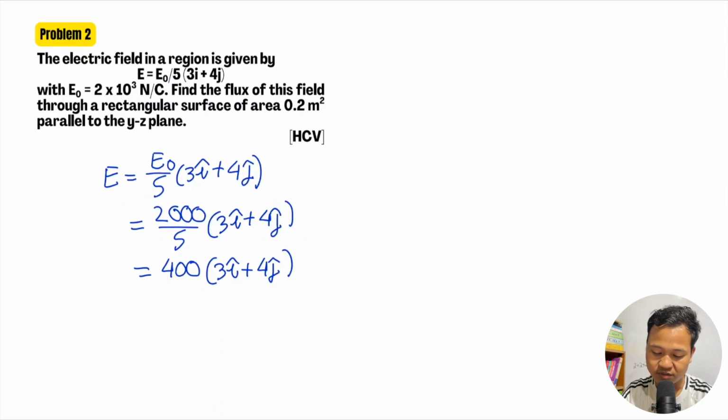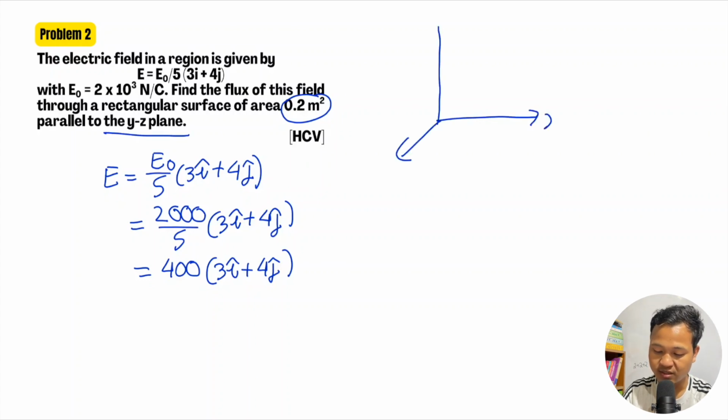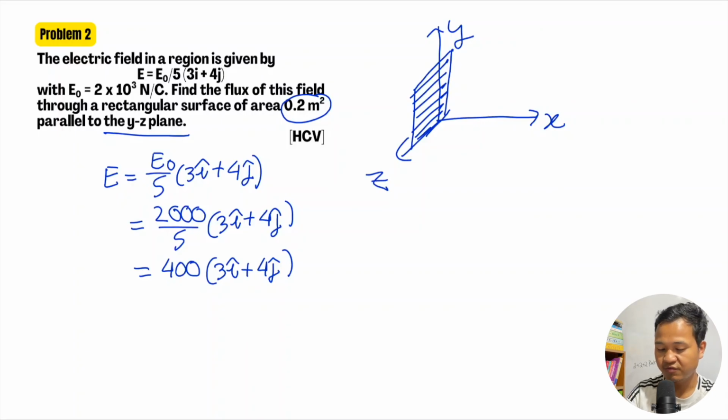Find the flux of this field through a rectangular surface area parallel to the yz plane. In the xyz axes, parallel to the yz plane means the rectangle is along the yz plane. So the rectangle is something like this. It is along the yz plane. Here the direction of the area should be along the x-axis. You can take any side, so delta S.